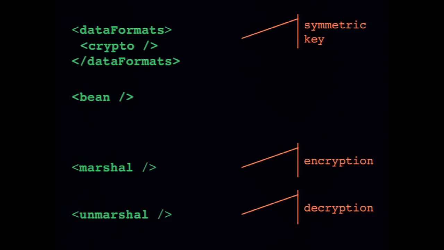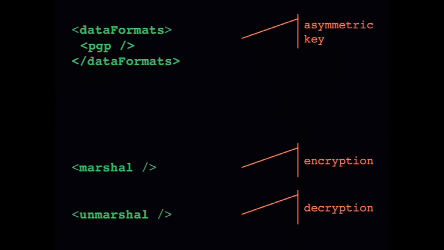Crypto needs to know whether you're using a symmetric key or an asymmetric key. If you're using a symmetric key, you have to define a crypto element containing information about this key. You have to define a bean, which assists in loading this key, and that's all the setup work you need to do. If you want to encrypt the message, just call marshal in the part of the route you want to encrypt. And if you want to decrypt it, use unmarshal. That's it.